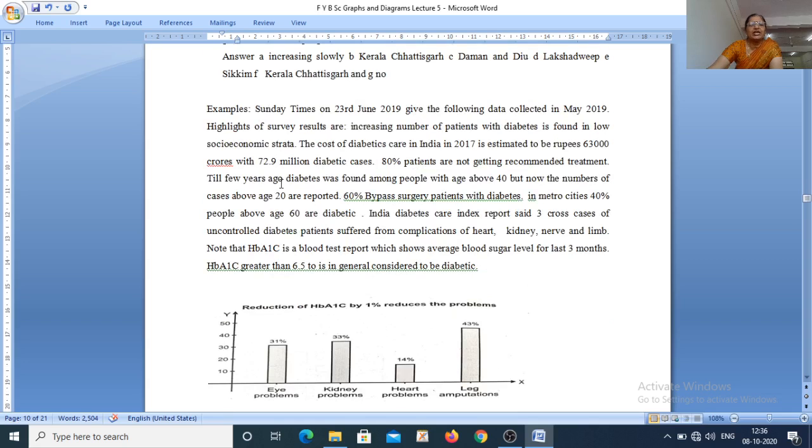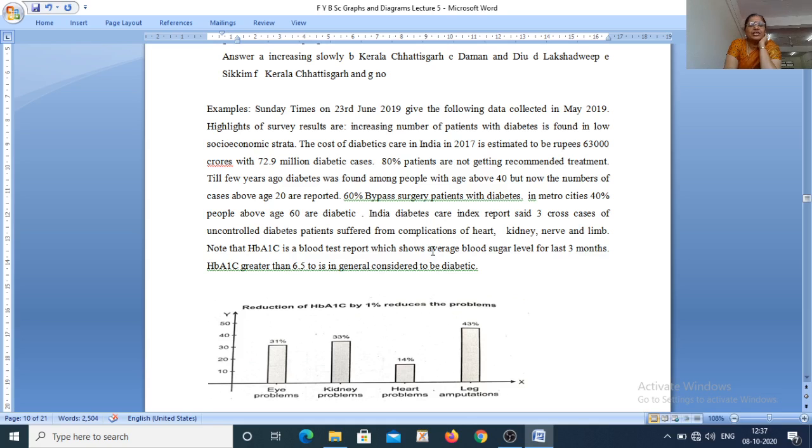The next type of question is that Sunday Times on 23rd June 19 gave the following data collected in May 19. Highlights of survey results: an increasing number of patients with diabetes is found in low socio-economic strata. The cost of diabetic care in India in the year 2017 is estimated at rupees 63,000 crores with 72.9 million diabetic cases. 80% of patients are not getting recommended treatment.